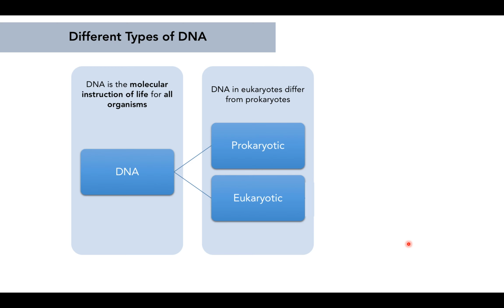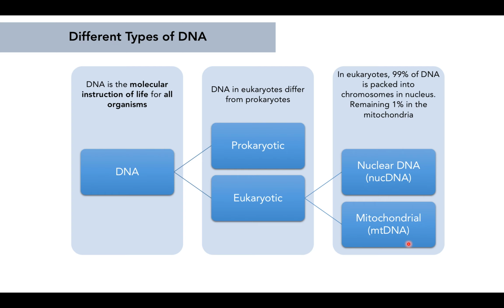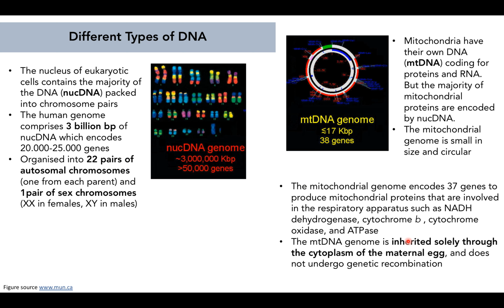Whereas in eukaryotic DNA, everything is a bit more complex. First off, unlike prokaryotes, who only have DNA in the cytoplasm, we have both nuclear DNA and also mitochondrial DNA. Prokaryotes don't have nuclear DNA because they don't have a nucleus, but eukaryotes do. 99% of the DNA is packed into the nucleus, and the remaining 1% is mitochondrial DNA. So what are the differences between the mitochondrial and the nuclear DNA?